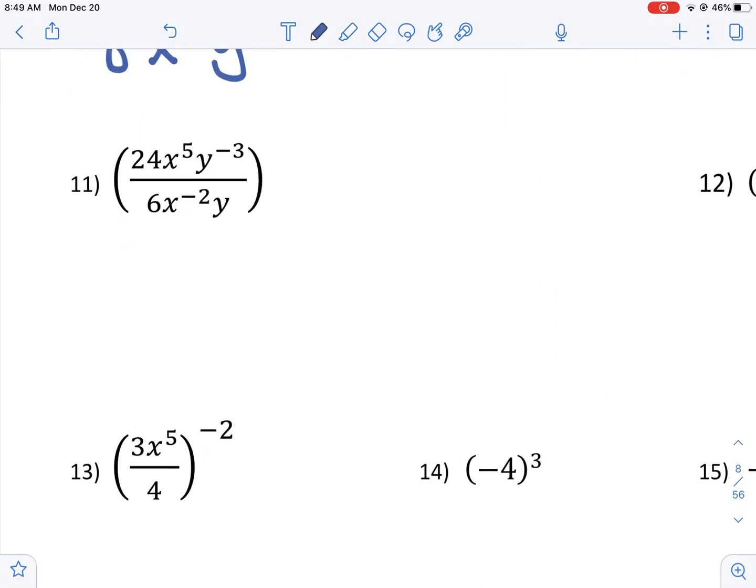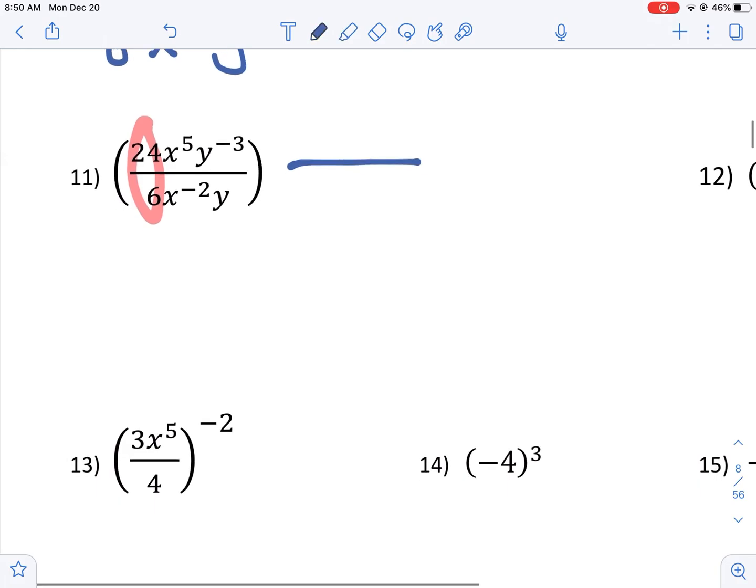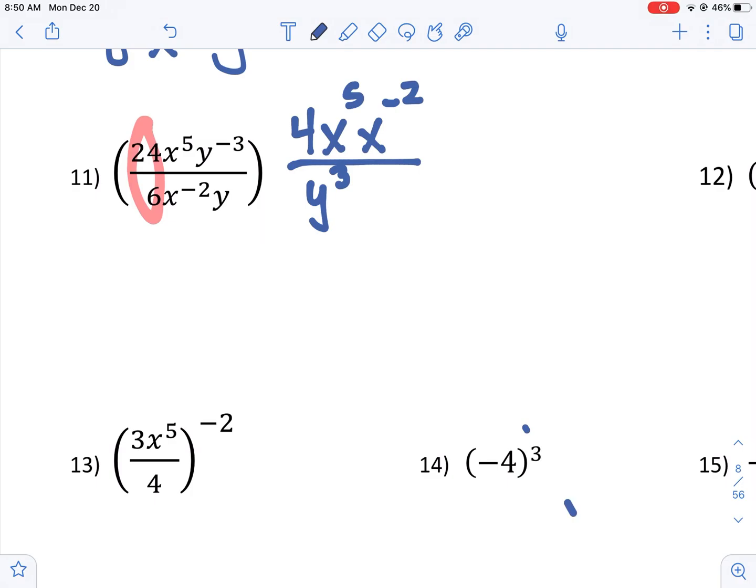And now let's look at this next one. Okay, well, I'm going to simplify this first. 24 divided by 6, well, that's 4. Well, I have some negative exponents, so I'm going to do some flipping. Y to the 5th stays. Y to the negative 3rd goes to the bottom. X to the negative 2 goes to the top. And y stays on the bottom. Excuse me, this needs to be y squared because I moved it to the top. So we have 4 x to the 7th over y to the 4th.